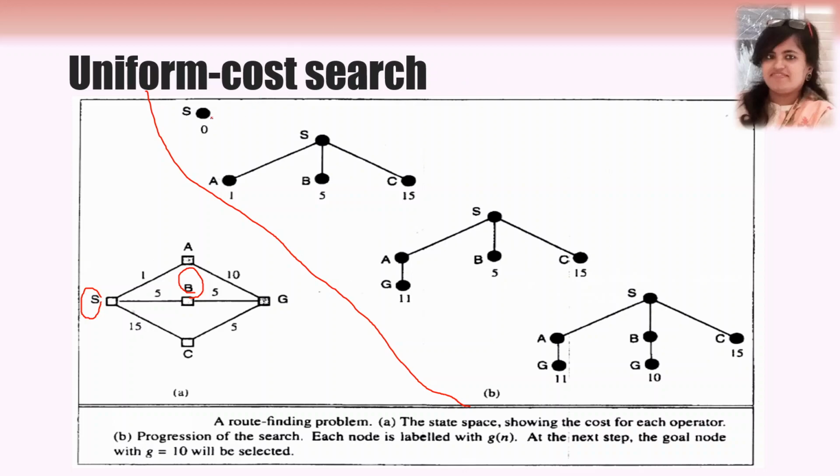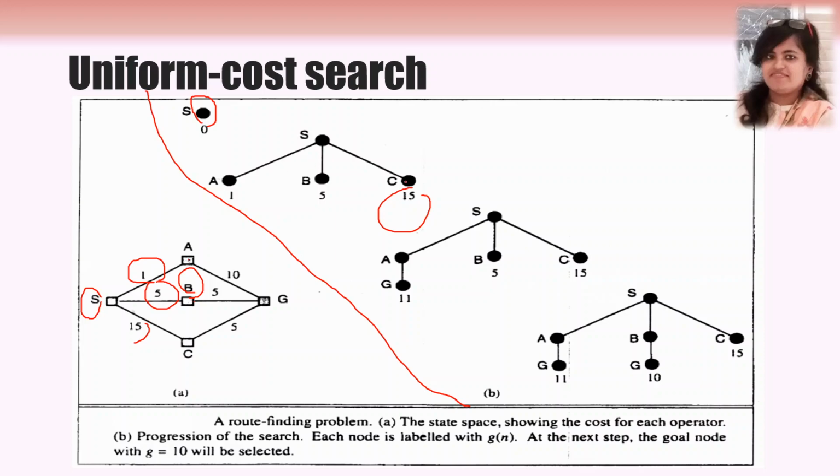First, in the fringe there will be only the S node, and the travel cost from S to S, obviously, will be 0. You are in one particular position and you are coming to the same position, which means you are not moving, so the value is 0. Now from S, what children are available? That is A, B and C. The cost from S to A is 1. Just check over here. S to B is 5, and S to C is 15. These will be the child nodes.